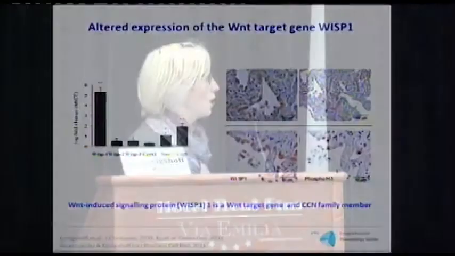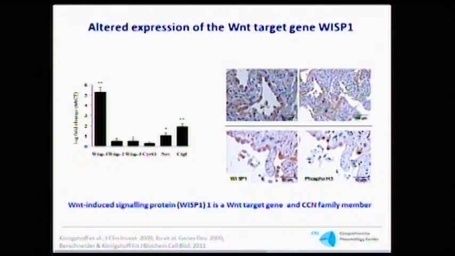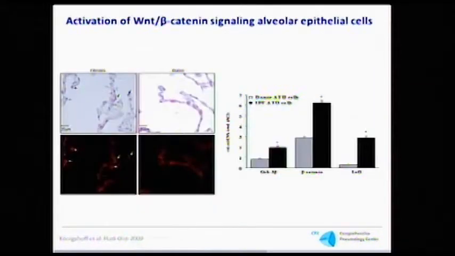We have then also done similar studies where we could show that a specific Wnt target gene is upregulated in IPF. This is WISP1, which is shown over here. It's very specifically upregulated by alveolar epithelial cells, and you can also see that it localizes here to the classical hyperplastic alveolar epithelial cells. So the alveolar epithelial cell is a very rich source of proteins which then can contribute to tissue remodeling.